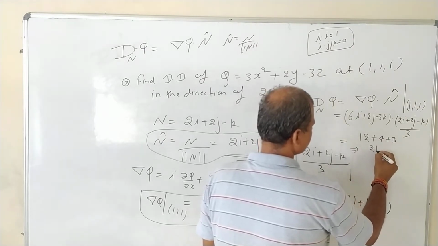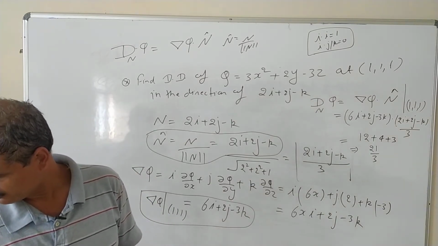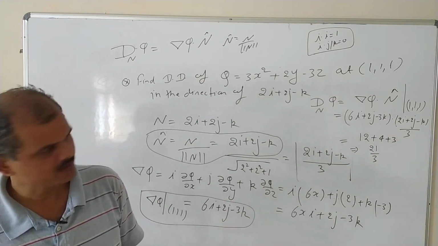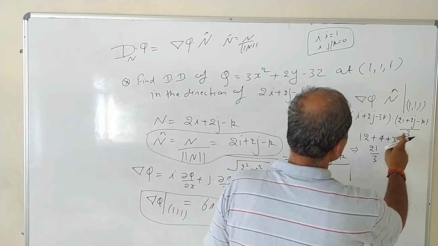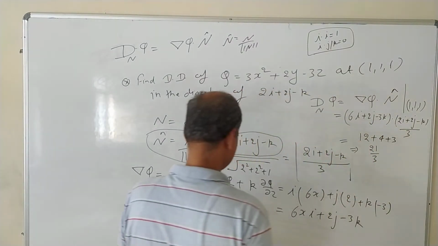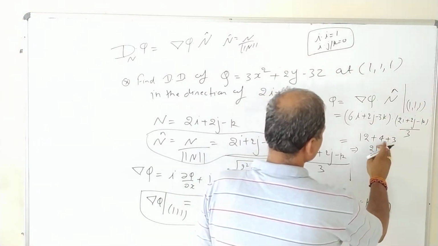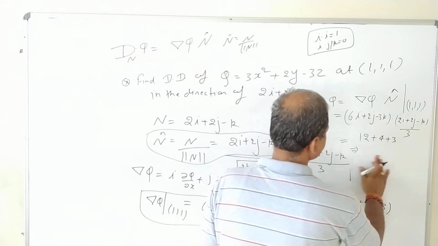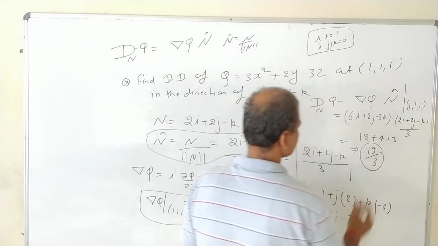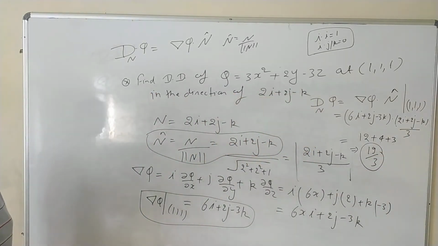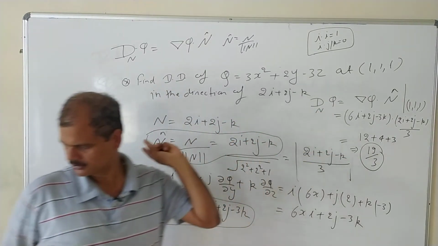So we get 21 by 3. I think not 21 by 3, 12 plus 7 plus 3, 4, here 2, so 4 we get, right? 6 2j, so 4 plus 3 plus 3, so yeah, 19 by 3. So the answer is 19 by 3. Fine. So the directional derivative of phi in the direction of n is 19 by 3. So this was the question.